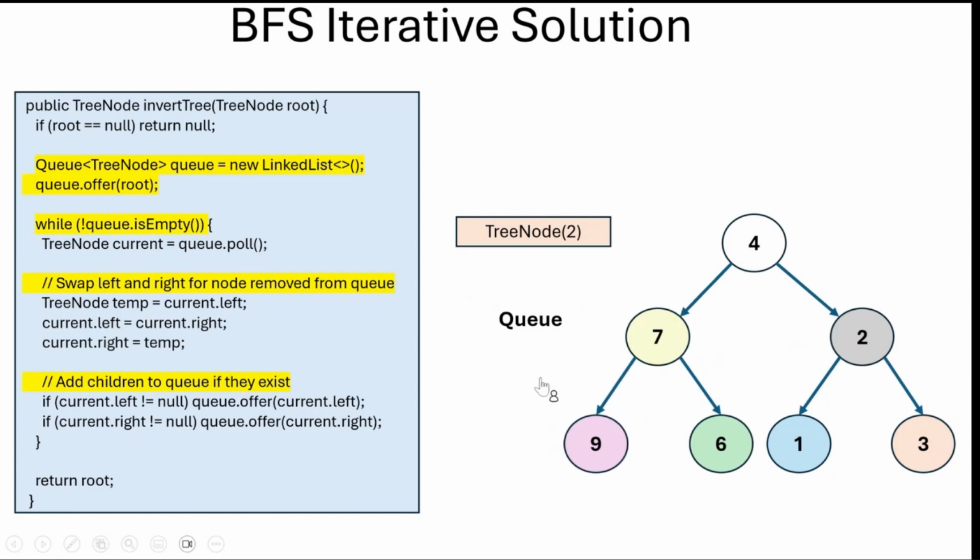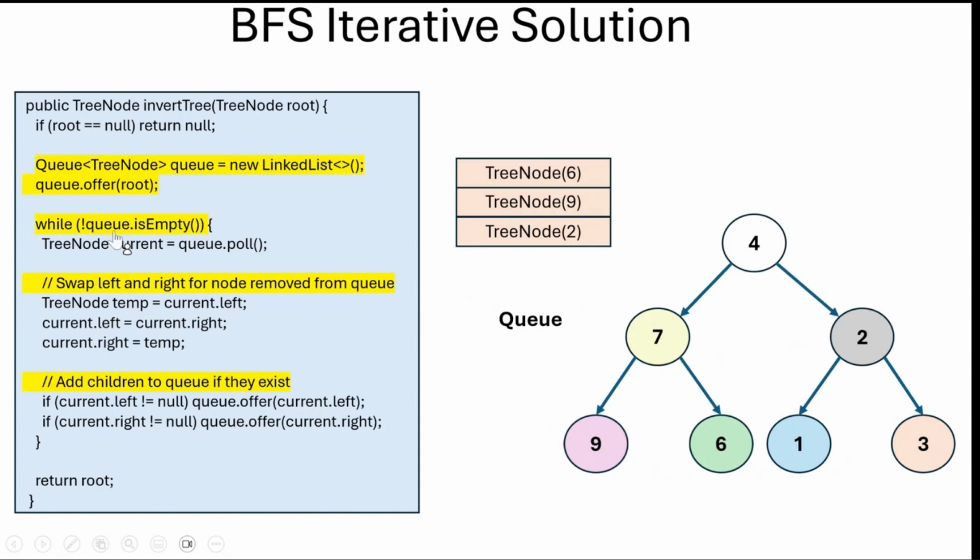We'll remove it and then swap the children of node 7. Now we are storing the left pointer of the 7 into temp, and then left equal to current.right. Basically 7.left equal to 9 and 7.right equal to temp, because we are storing the reference of the left node in the temp variable for the swapping logic, and we are completing the swap. For 7 we have left and right children, so we'll add them to the queue, 9 and 6.